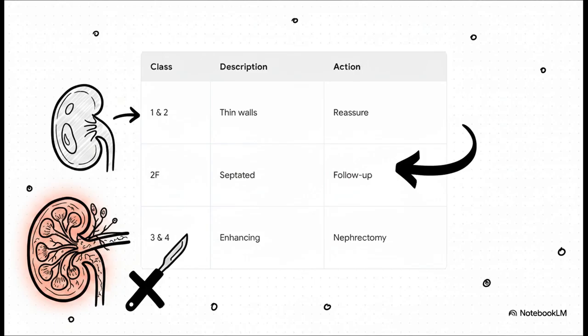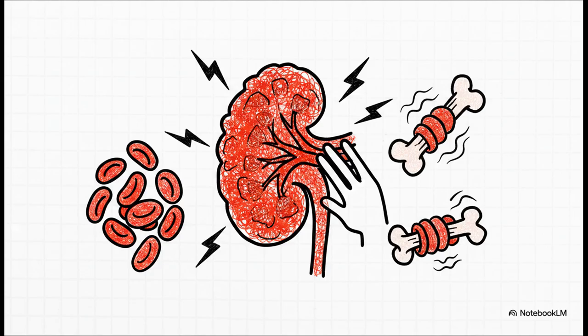Now, the absolute crucial point here is in classes 3 and 4. These are highly irregular, thick-walled cysts that actually enhance with contrast. Why does that matter? Because that enhancement literally means the cyst has a rich blood supply feeding it, heavily pointing toward a tumor. And the action for that? Surgery, specifically a nephrectomy to get that threat out of the body. If that complex cyst does turn out to be malignant, renal cell carcinoma, or RCC, is the biggest fear we have. The classic triad of signs includes hematuria, blood in the urine, flank pain from the growing tumor stretching the kidney capsule, and a palpable mass.